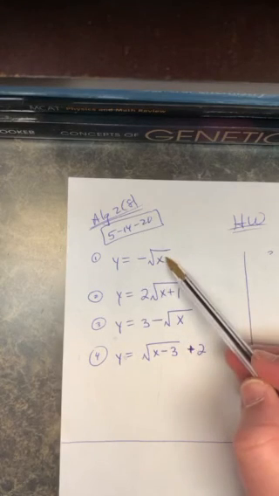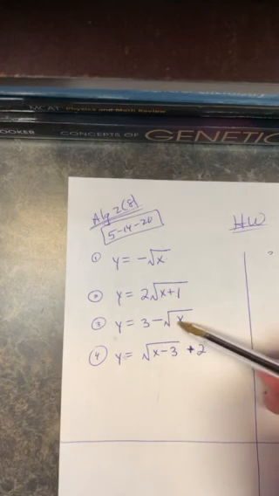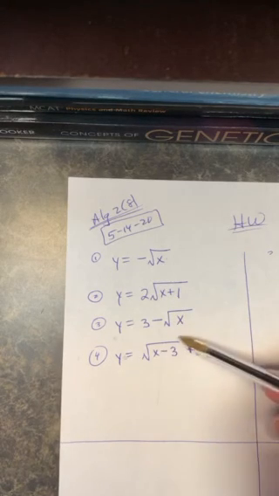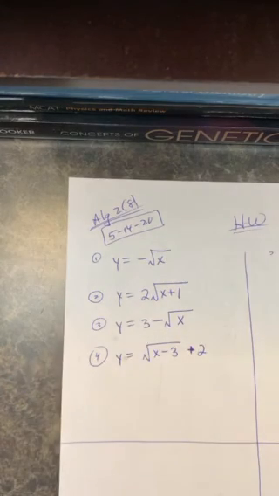You've got negative radical x, 2 radical x plus 1, 3 minus radical x, and radical x minus 3 plus 2. Hit pause, copy those 4 homework problems down, and that's due tomorrow, Friday the 15th by noon.